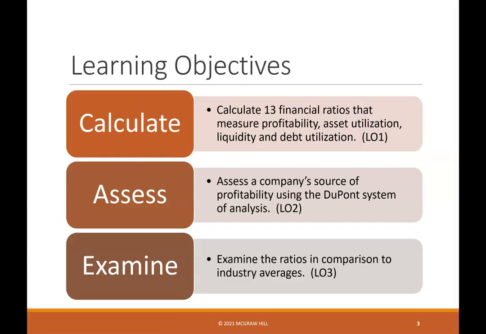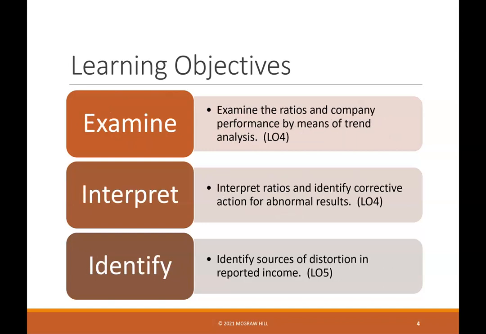Learning objectives. Calculate 13 financial ratios that measure profitability, asset utilization, liquidity, and debt utilization. Assess a company's source of profitability using the DuPont system of analysis. Examine the ratios in comparison to industry averages.